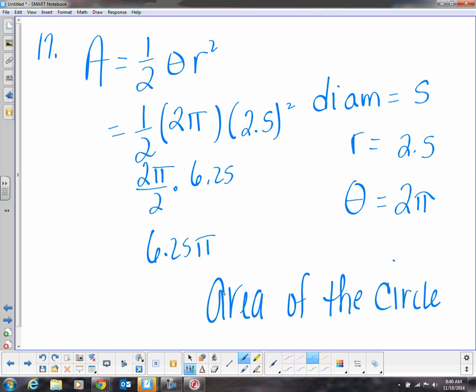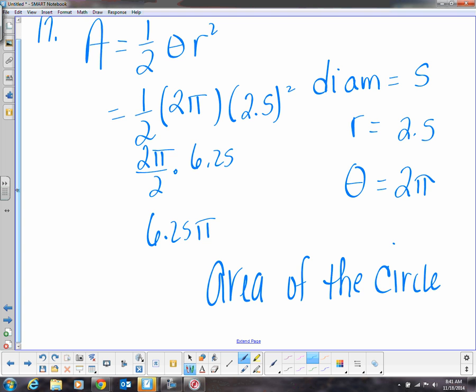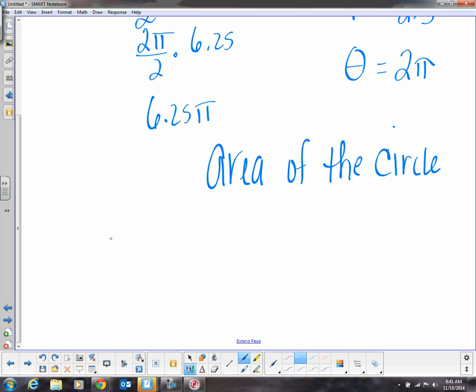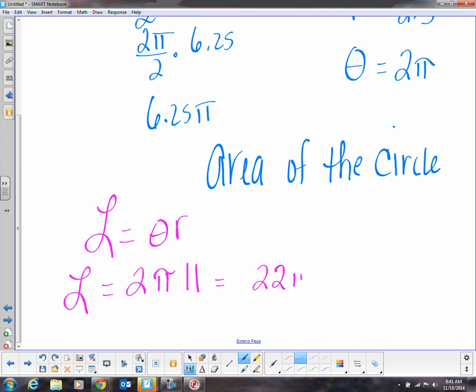Now, if I said circumference, number 16, what is circumference? It says, what is the circumference of a circle whose radius is 11? Did you hear the word area? No. So L is equal to theta r. They gave you a radius of 11. Did they tell you that it was part of the circle? No. So it's going to be the whole theta, the whole circumference is 2 pi. Anytime you hear circumference, what is that going to be? 2 pi. 1 pi would be a semicircle.